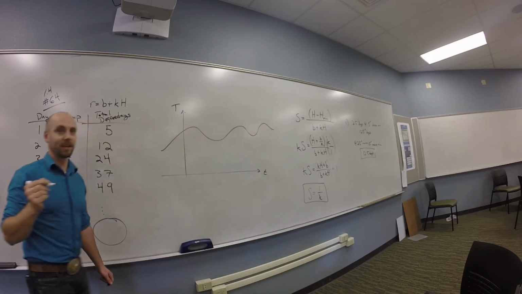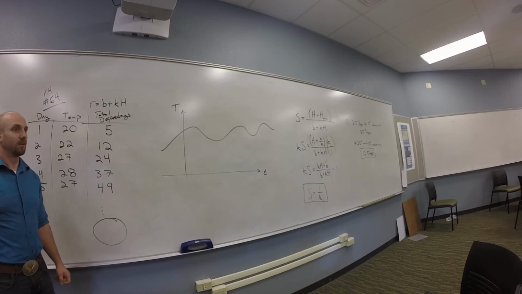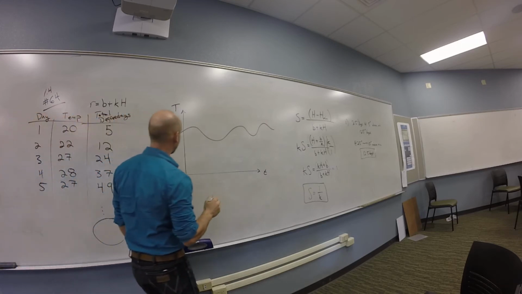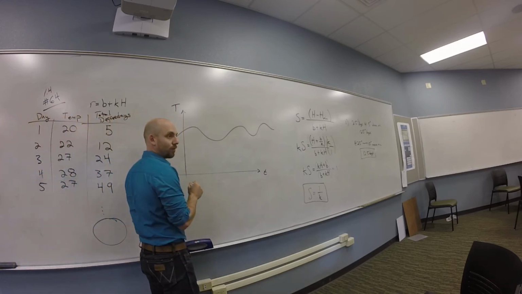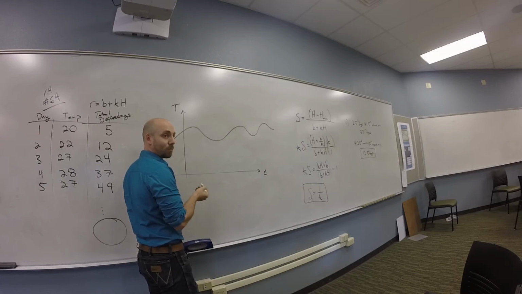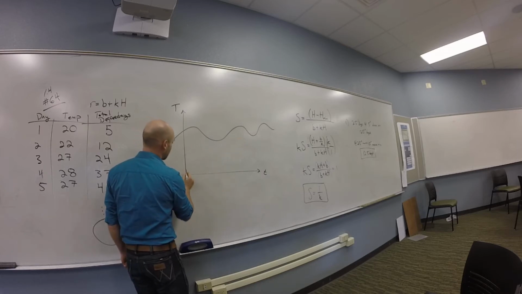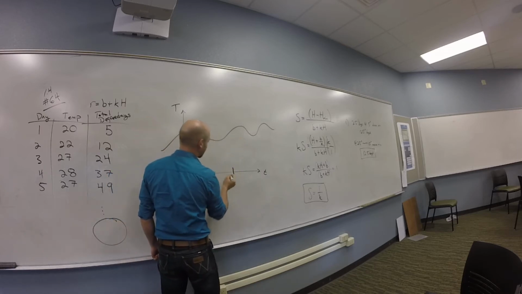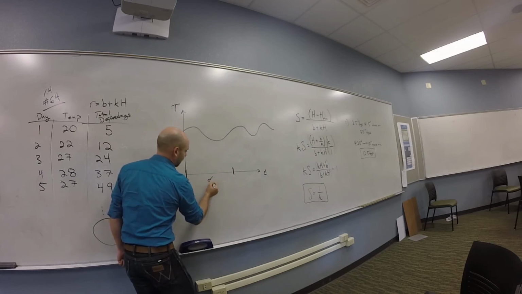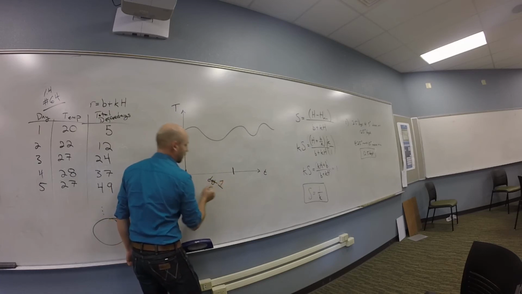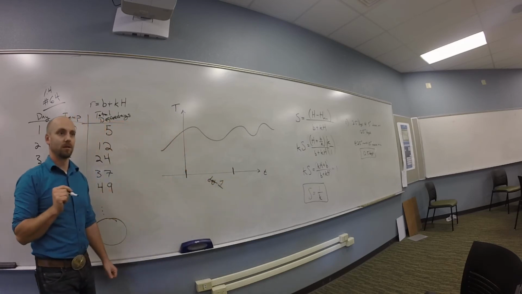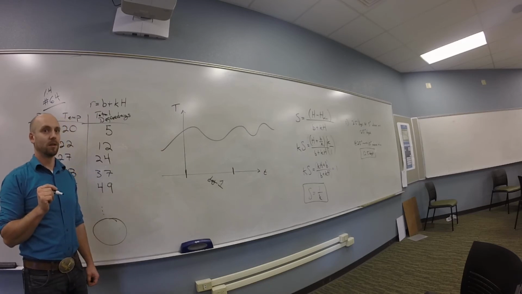That might look something like this, right? And one day on this thing, one cycle. Yeah, it's probably a cycle's worth, right? Because it's warm during the day and then cool at night, and then it warms up again the next day. So a day might look like this. You guys see that?